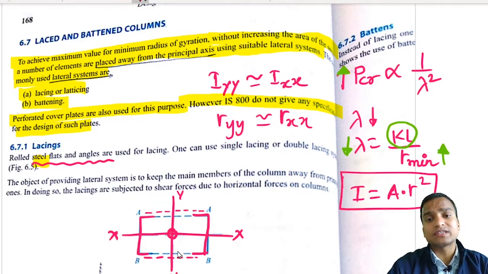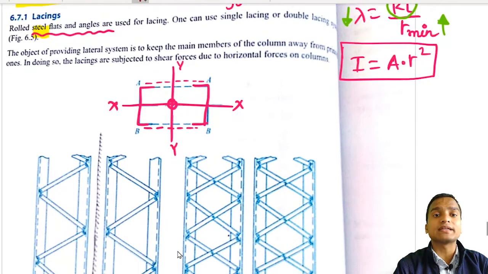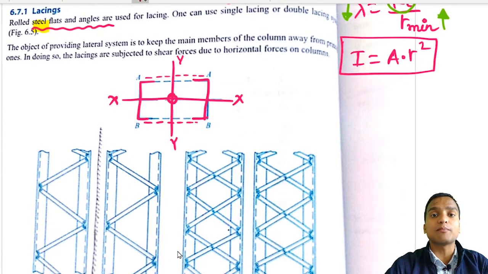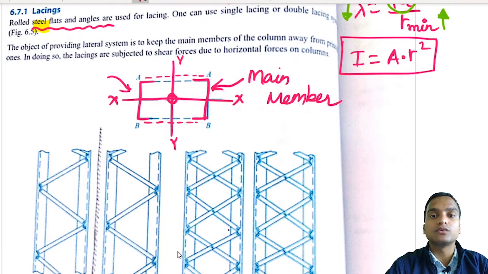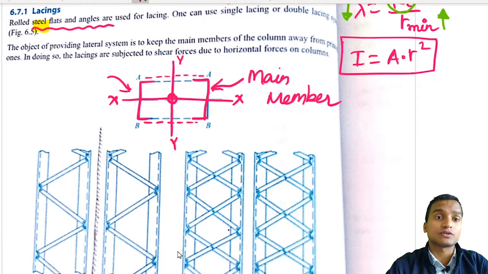And one can use single lacing or double lacing system as shown in the figure below. The objective of providing lacing system is to keep the main members, these channel members which are going to bear the load, away from the principal axis. In doing so, the lacings are subjected to shear forces.